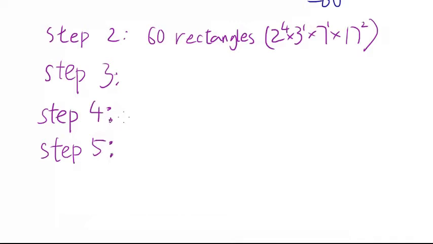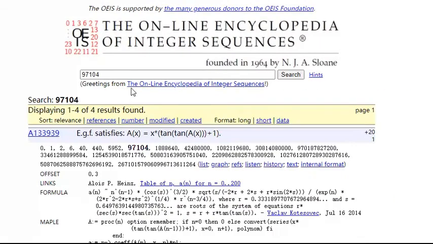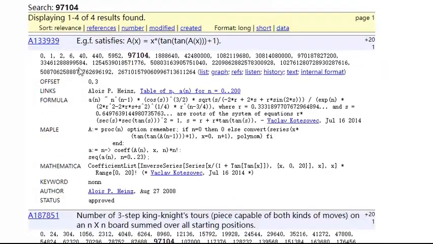For step 5, I'm gonna search the number 97,104 in OEIS and see what you get. EGF satisfies AX equals what? What does AX even mean here? Okay. Yeah, let's skip this one.